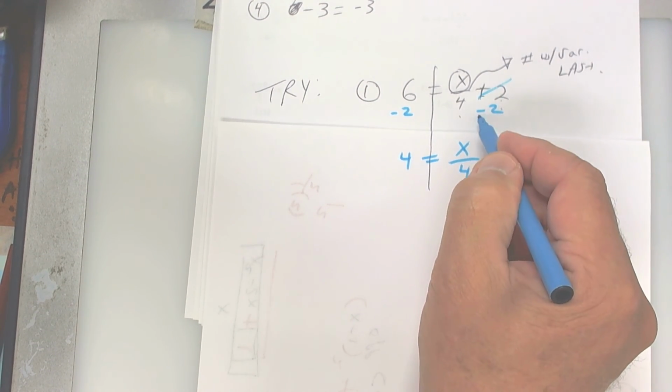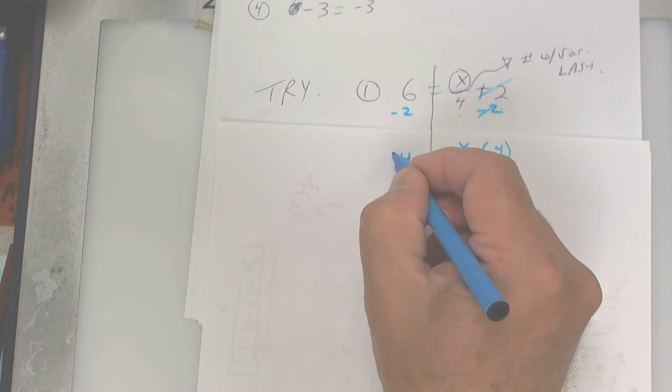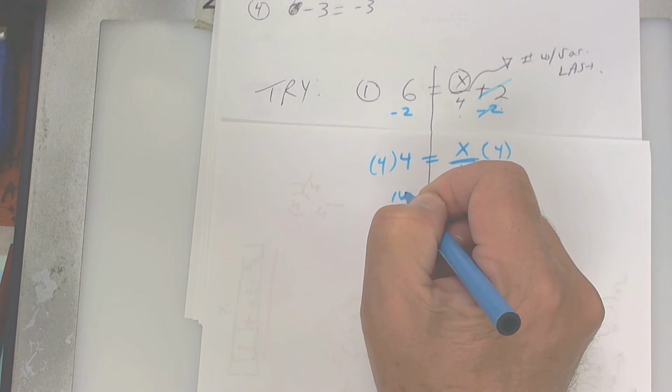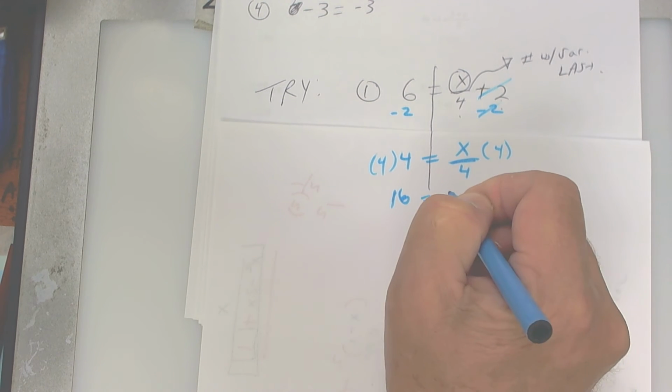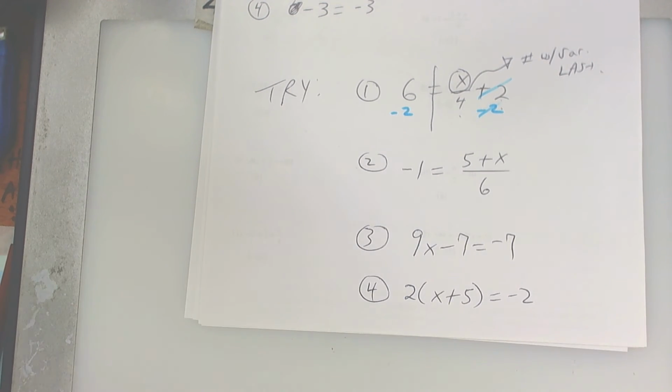These cancel. You're going to multiply by 4 because that's the opposite of dividing. So you're going to get 16 is equal to x, and you're done. And there it is. And that's what you should have. If you have it, put a check. If you don't, make sure you ask questions and make sure you understand it and memorize it. All right, the next one.